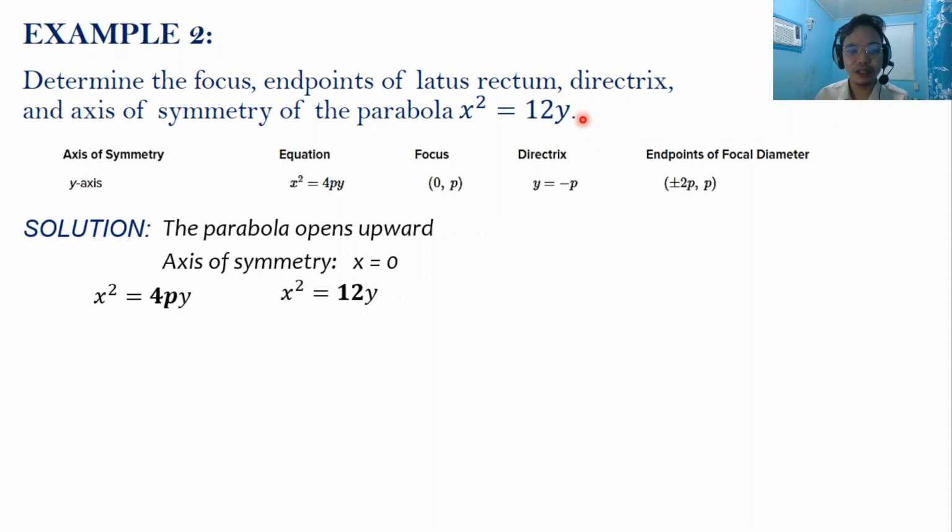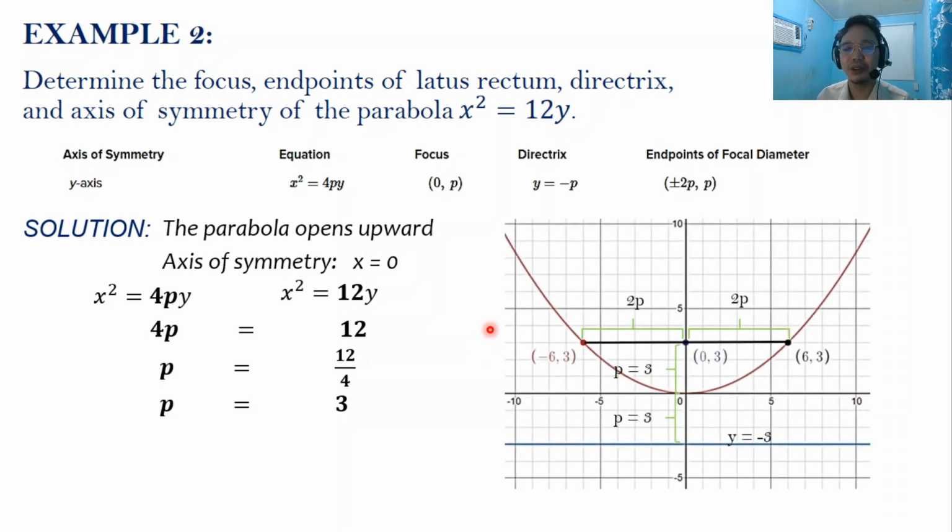So from the equation, ganito yan. That is x squared equals 4py, katumbas ng x squared equals 12y. So we will have 4p equals 12. So from here, we can easily find the value of p. Let's isolate p and we will get the value of p, which is 3. That is the distance from the vertex going to the focus, 3 units.